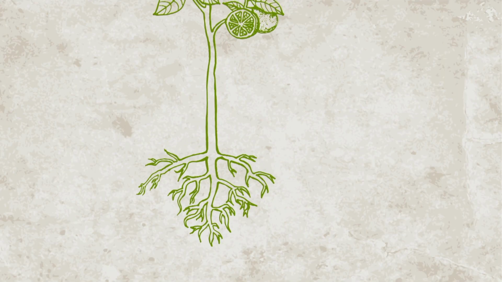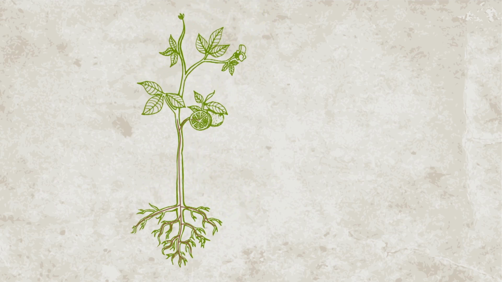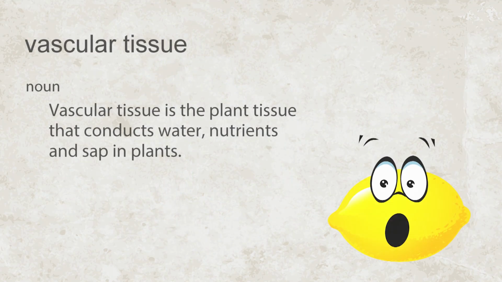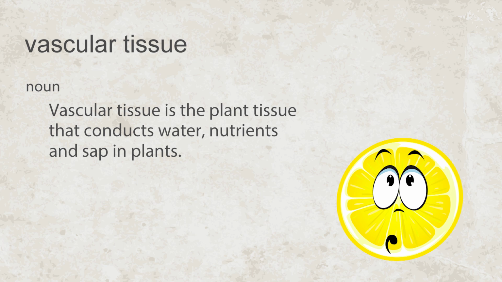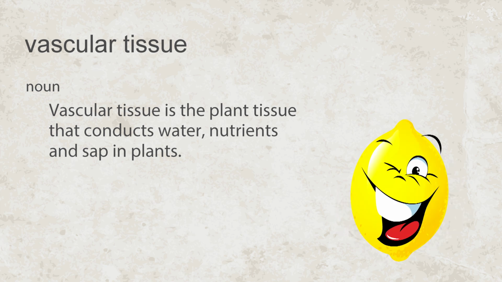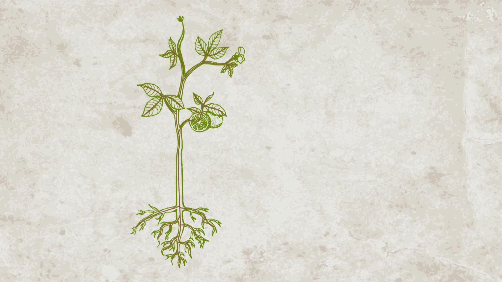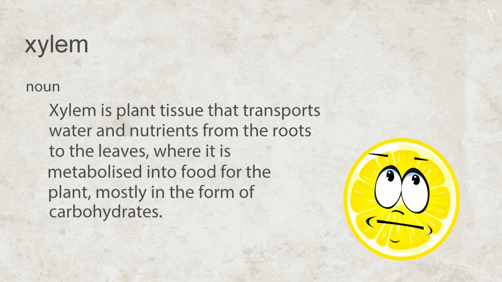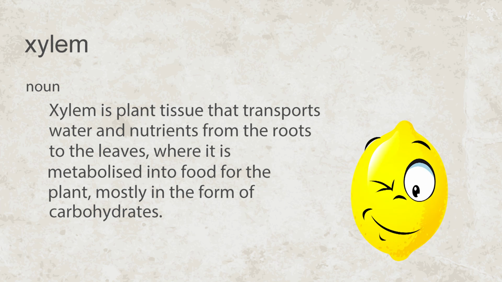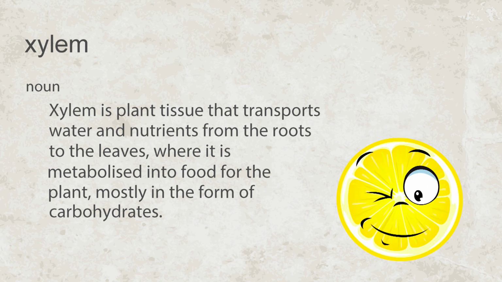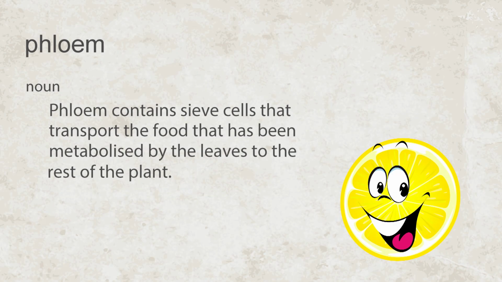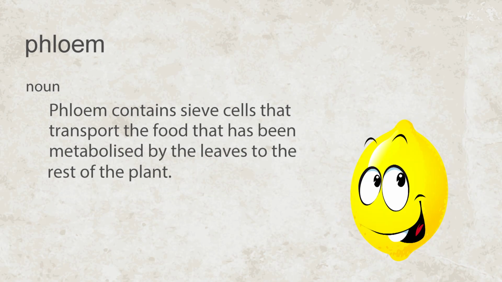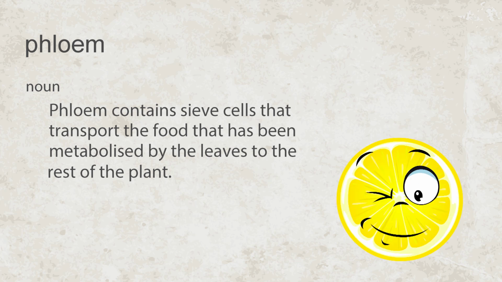In the root hair region, an internal vascular system develops, which contains the two types of vascular tissue. Vascular tissue is the plant tissue that conducts water, nutrients, and sap in plants. The two types of vascular tissue are xylem and phloem. Xylem is a plant tissue that transports water and nutrients from the roots to the leaves, where it is metabolized into food for the plant, mostly in the form of carbohydrates. Phloem contains sieve cells that transport the food that has been metabolized by the leaves to the rest of the plant.